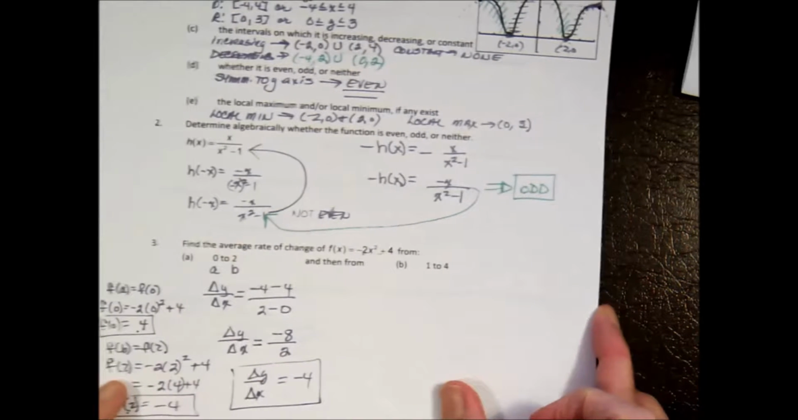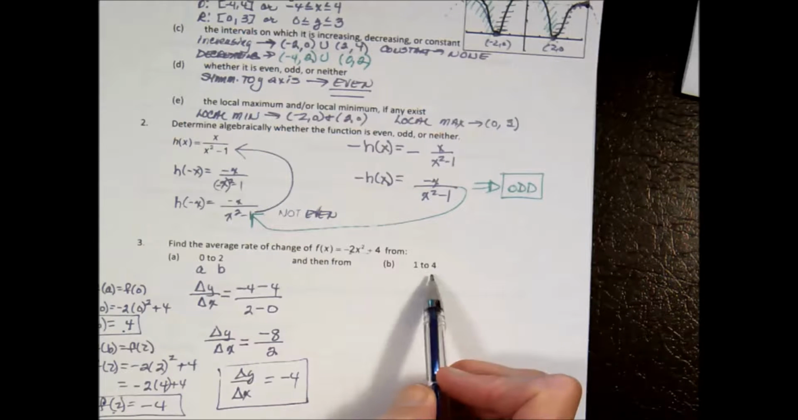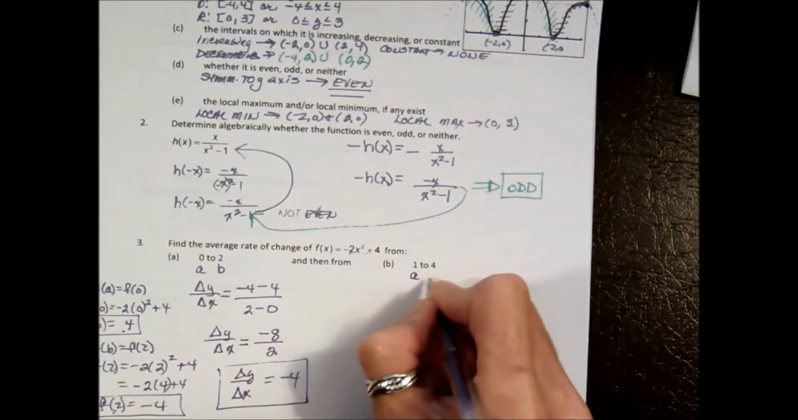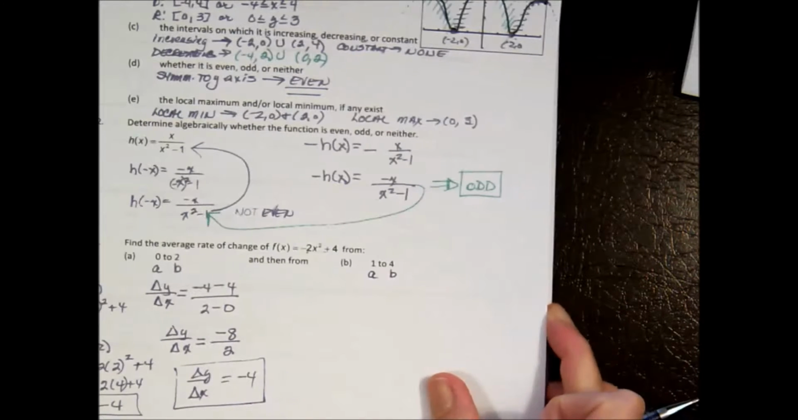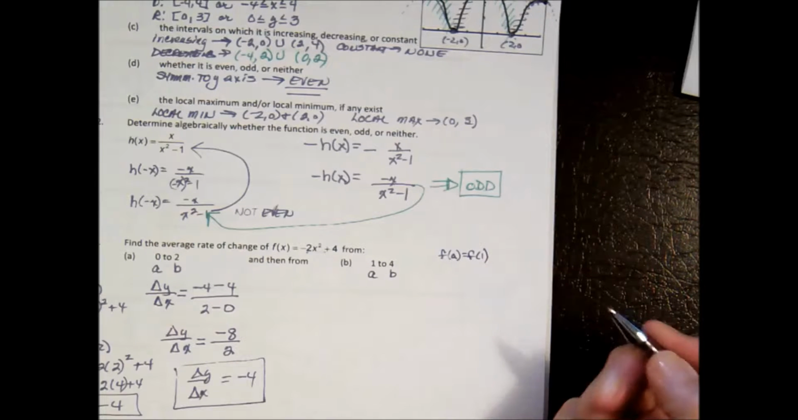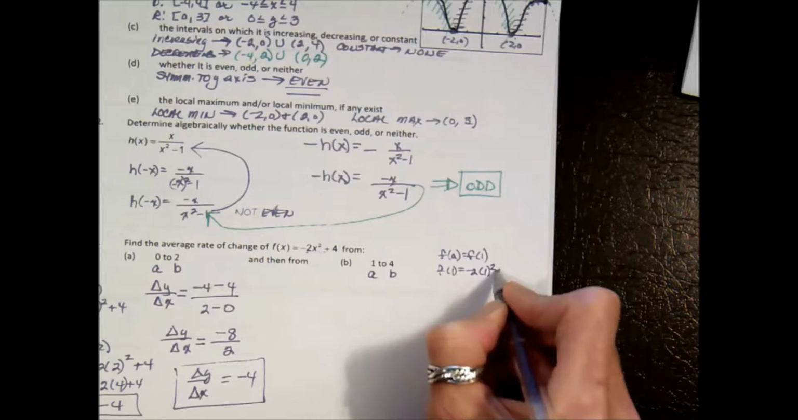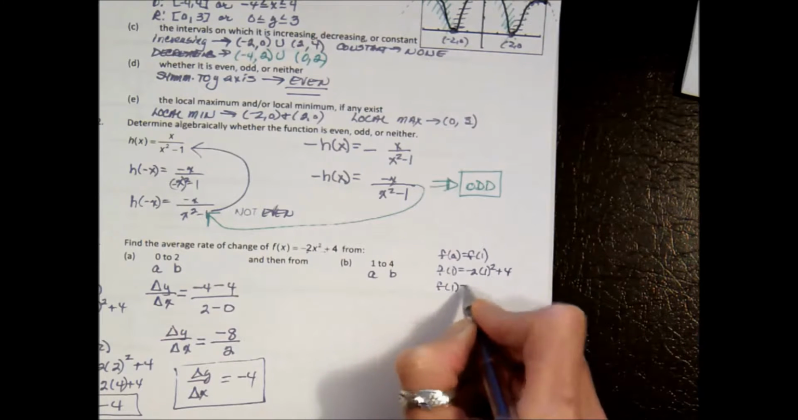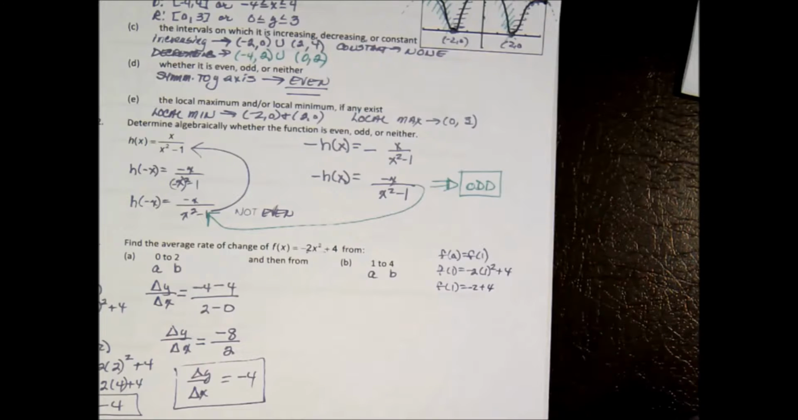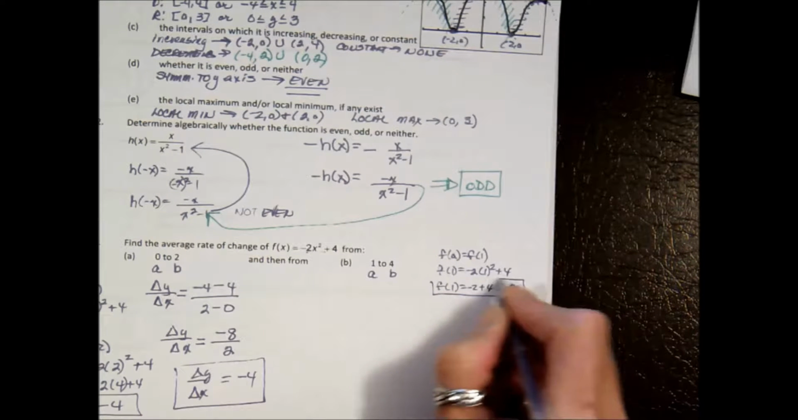Another way to say that is the slope of the secant line between those 2 points on this function is negative 4. Now let's check it from 1 to 4. So this time this is my A and this is my B. So I need to find f of A, which is f of 1. f of 1 would be negative 2 times 1 squared plus 4, or f of 1 is negative 2 plus 4. My negative didn't show there. f of 1 is a positive 2. So that is my f of A.